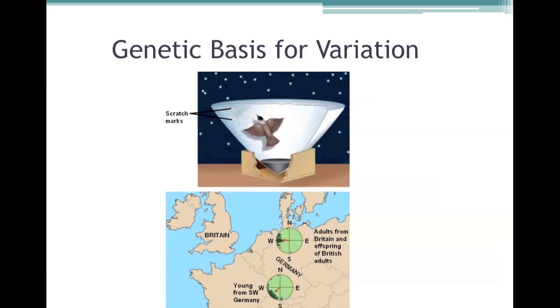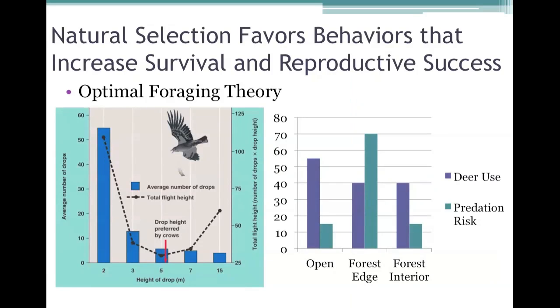And what they observed was that both the parents and the offspring of the British wintering birds still wanted to move in the westward direction. So even when they were exposed to the same environment in Germany as other German blackcaps, they still showed a preference for moving westward in their migration. We've already talked about how variation exists in behavior in a population, and that variation is genetically based.